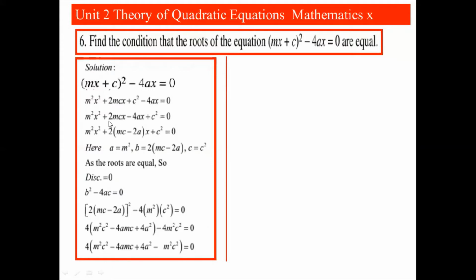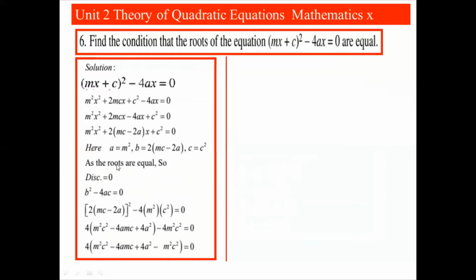So now we can take x common, so we write 2 here and x here, so that this equation is in standard form. Now if we compare with the standard form of a quadratic equation, we have a is equal to m square, b is equal to 2 within bracket (mc minus 2a), and c is equal to c square.